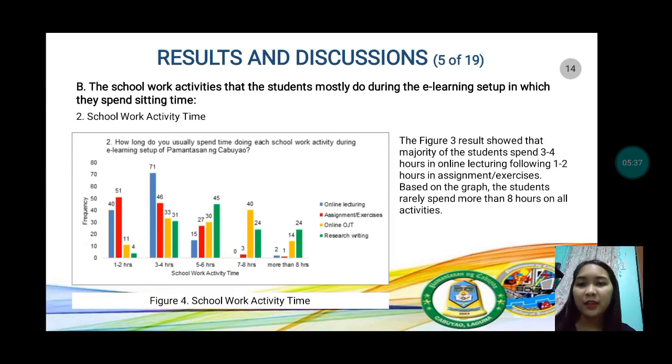The discussions of the results from the data gathered are shown in the following sections. Schoolwork activity time. Figure 4 results showed that the majority of the students spend 3 to 4 hours in online lecturing, followed by 1 to 2 hours in assignments or exercises. Based on the graph, the students rarely spend more than 8 hours on all activities.